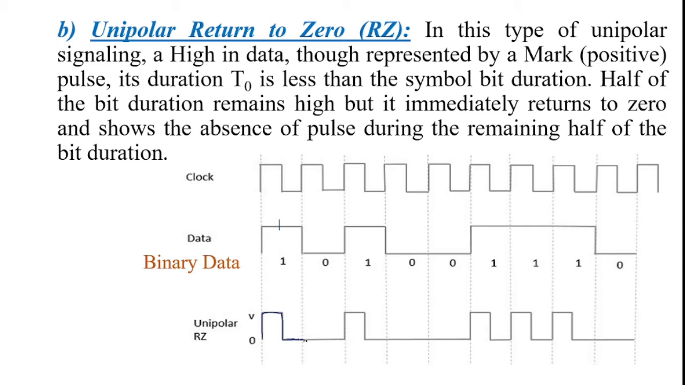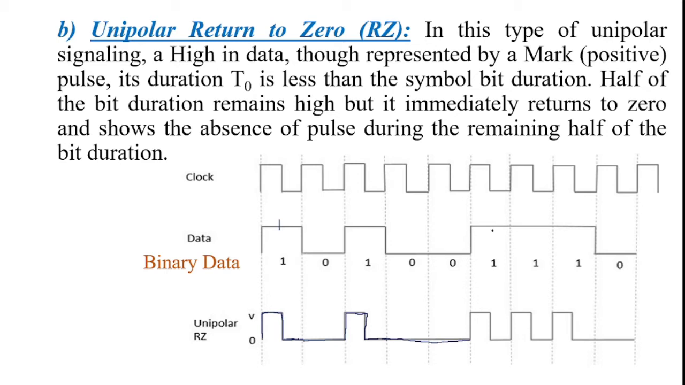There is no pulse. Next, this is high in data. This high in data, its duration T0 is less than the symbol bit duration. So because of that, half of the bit duration remains high, and the remaining half of the bit duration is considered as the absence of the pulse. And this is the low in data, and this is the low in data. There is no pulse.